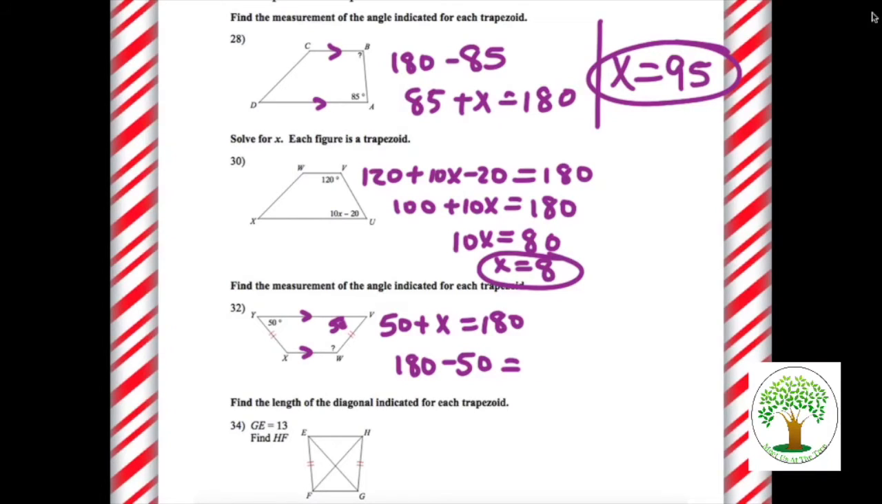I got 100 and what? 30. Yes, that's what I got. You can put the degrees if you want.